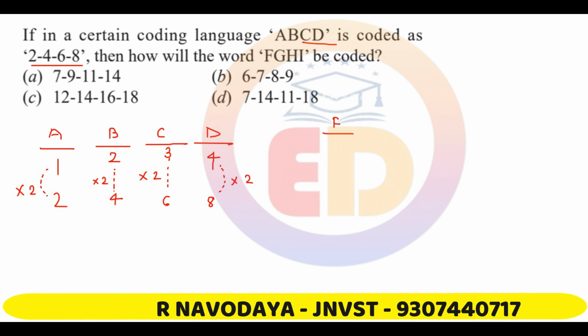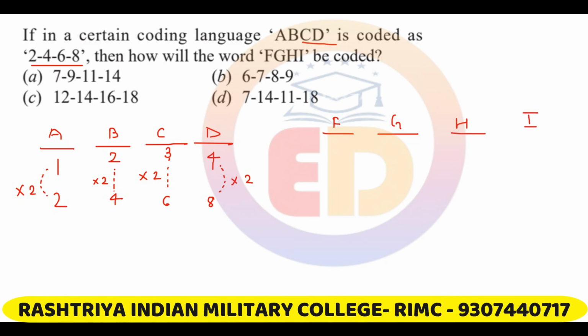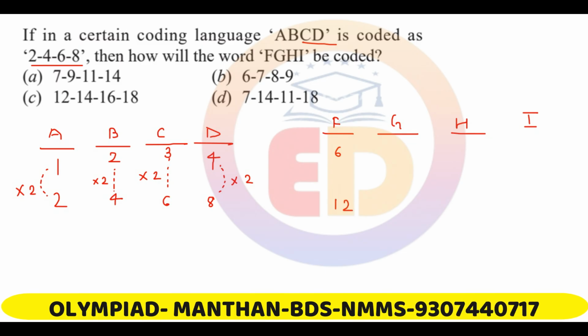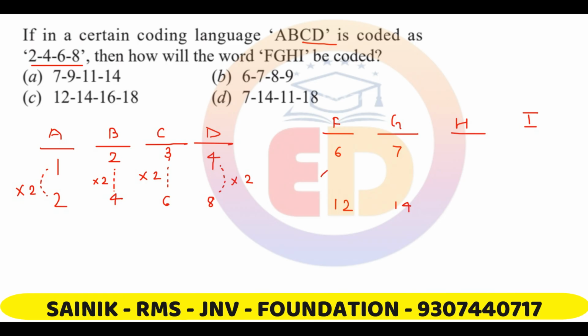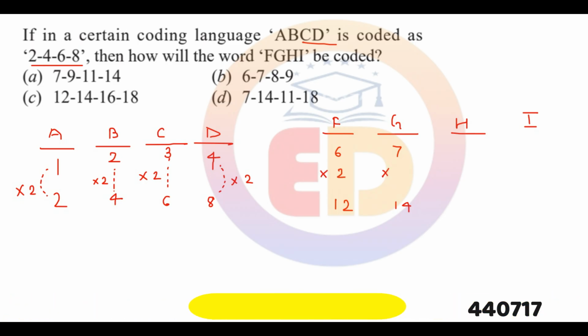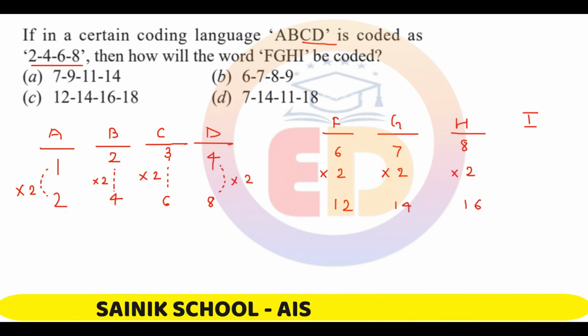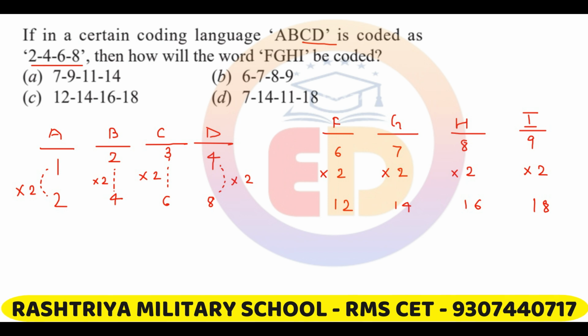So F, G, H, I. F is 6. On multiplying by 2 becomes 12. G is 7. On multiplying by 2 it becomes 14. H is 8. On multiplying by 2 it becomes 16. I is 9. On multiplying by 2 it becomes 18. Answer is option number C.